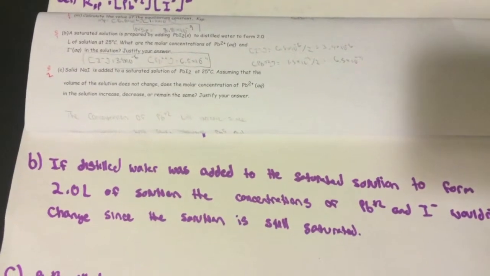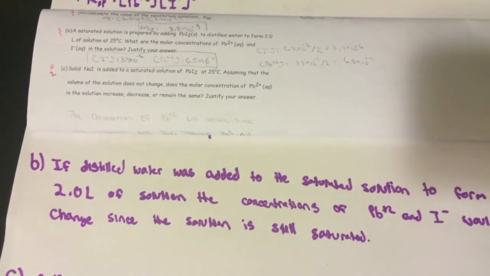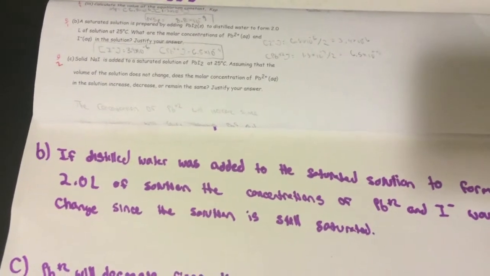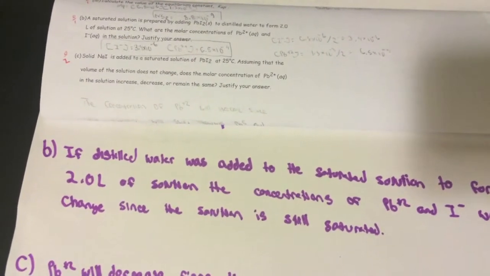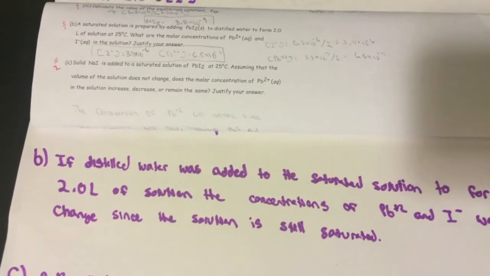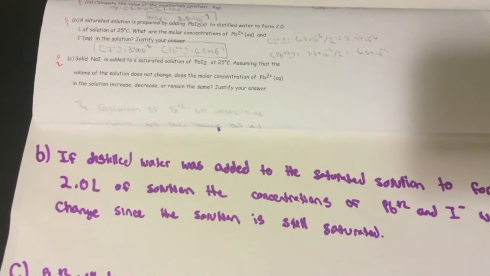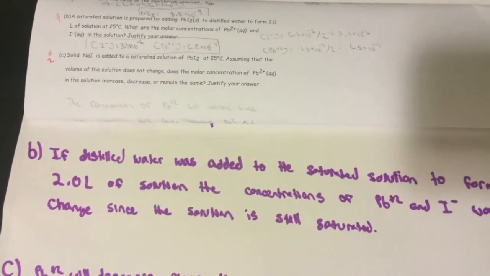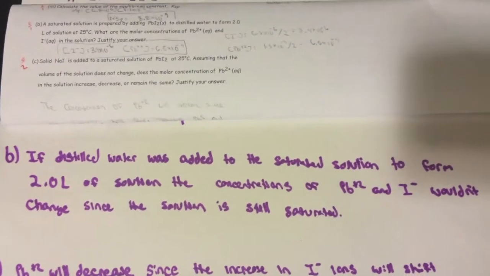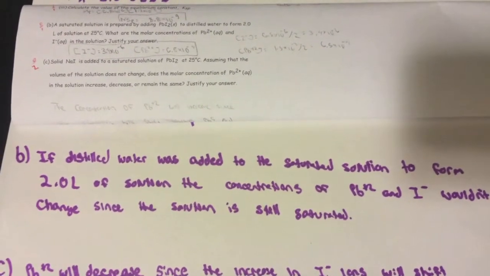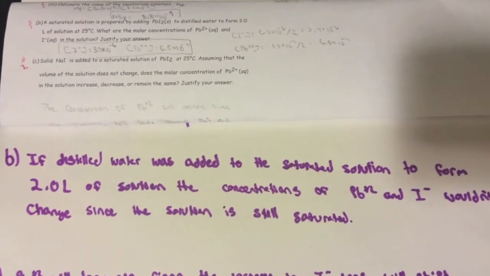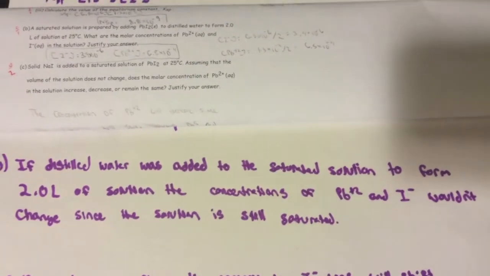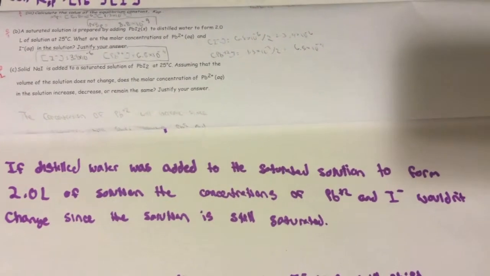For B, a saturated solution is prepared by adding PbI2 solid to distilled water to form 2.0 liters of solution at 25 degrees Celsius. What are the molar concentrations of Pb2+ and I- in the solution? So, if distilled water was added to the saturated solution to form 2.0 liters of solution, the concentrations of Pb2+ and I- wouldn't change since the solution is still saturated.